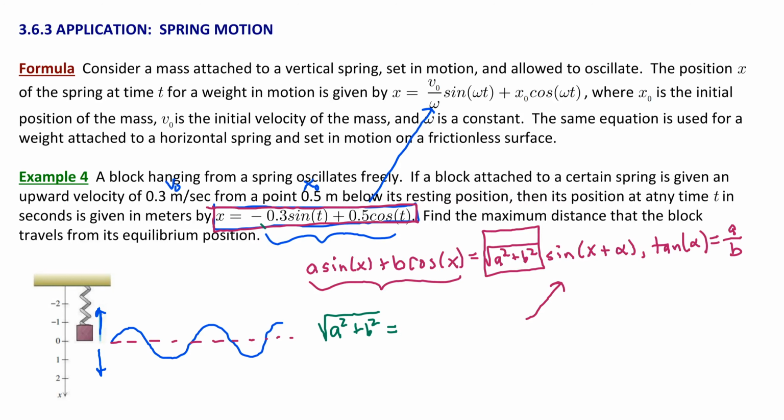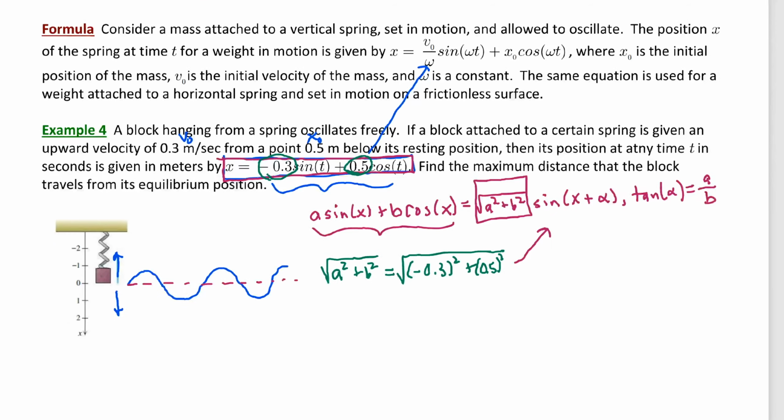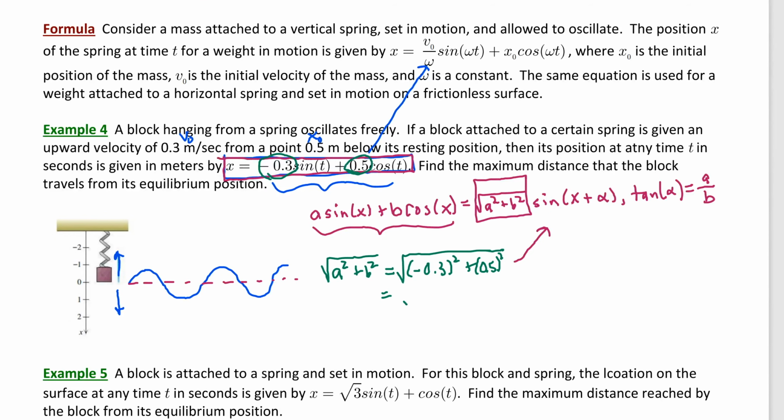So in this problem, a is equal to negative 0.3. So we're going to find the square root of negative 0.3 squared. And b is equal to 0.5. So we'll add this to 0.5 quantity squared. Evaluating the squares, 0.3 squared would give us 0.09, and 0.5 squared would give us 0.25. If we add those together, we'll get the exact value of the amplitude, which is the square root of 0.34.